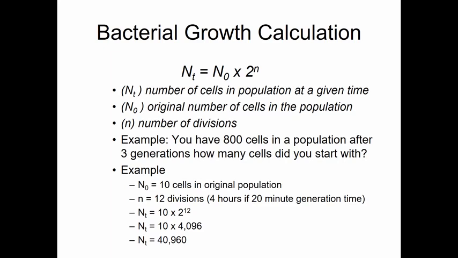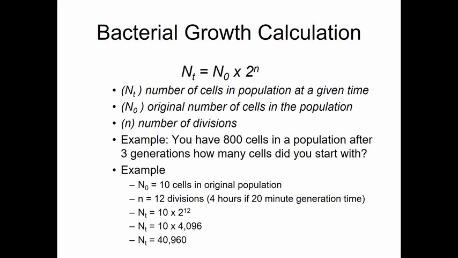In the event there is a 20-minute generation time or doubling time, this process only takes 4 hours to occur. So in 4 hours, if you started with 10 cells and it multiplies every 20 minutes, in just 4 hours you can go from 10 cells to 40,960 cells. The number grows really quickly.